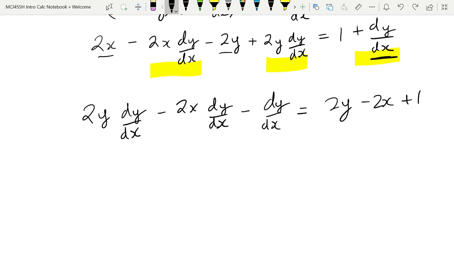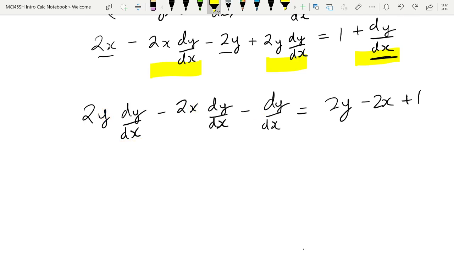Okay, I asked students in class today, can I add these together? Aren't they all like terms? They all have dy dx in them. No, they're not like terms because obviously that's a y, that's an x, and that's the constant minus 1. So no, they don't all add together. I'm going to have to do something else.